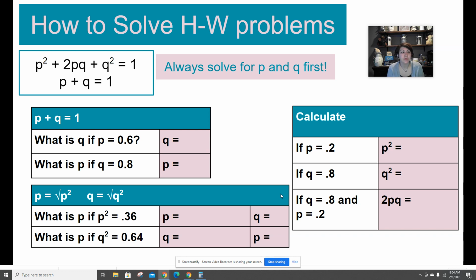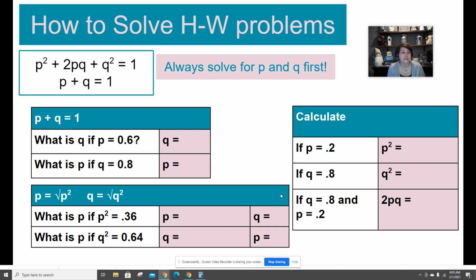So with Hardy-Weinberg problems, you have two formulas. P plus Q equals 1, where P and Q represent your allele frequencies. The frequency of the dominant allele is P, and the frequency of the recessive allele is Q. Then you have P squared plus 2PQ plus Q squared equals 1, where P squared represents the homozygous dominant genotype frequency. So how common is the homozygous dominant genotype?